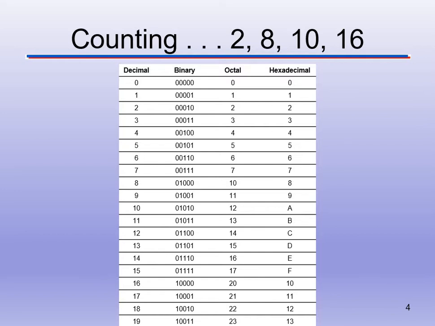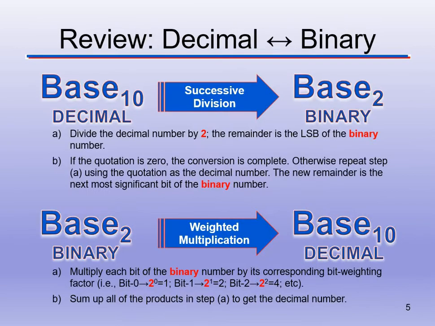Okay, 1 1, 1 2, 1 3 in hex. So we have to pay attention and understand this table and how the different numbers relate as we go through here. Okay, so this is just reviewing the map that we had before.